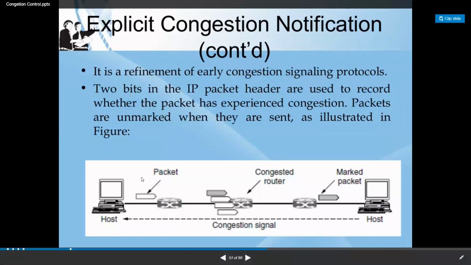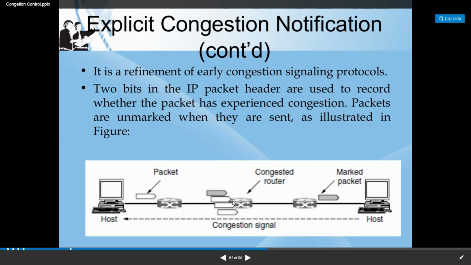See here, this is the picture of congestion. Here is a host, and let us assume this is a sending host and this is a receiving host, and between them we have some routers. This is a normal router, because only one packet is passing through the router. Here there is no congestion.